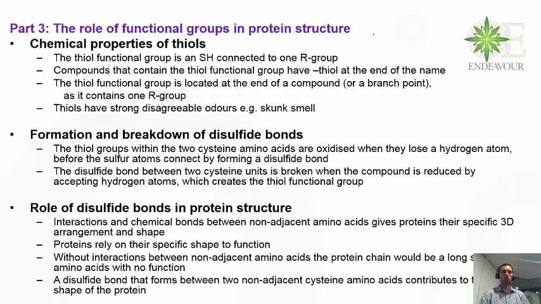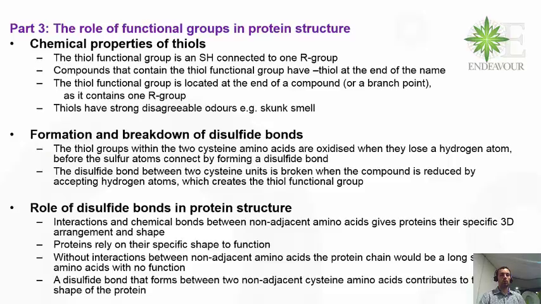So the thiol functional group is an SH connected to one R group. And we know that a compound contains a thiol functional group if it has thiol at the end of the name. We saw that because it's a 1R group functional group, it's going to be located at the end of a compound. One characteristic of thiols is they have strong disagreeable odors, for example, the smell of a skunk.